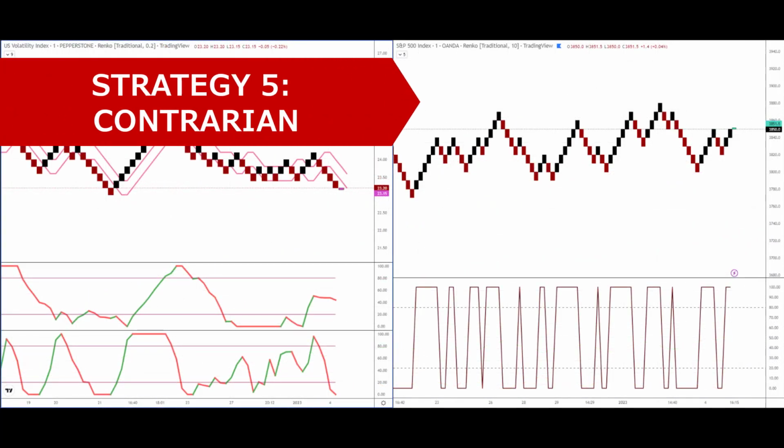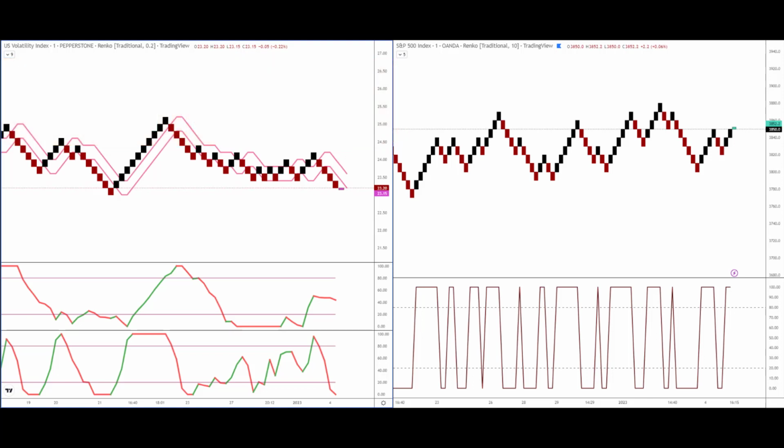Now, contrarian, what does that mean? Well, we're doing the opposite of what the market is doing. A great trader that applies this technique is someone like Paul Tudor Jones, who's been very successful. He's not so much a technical analyst, but I've tried to convert it into Renko technical analysis for you. So bear with me, I've got a couple of examples here.